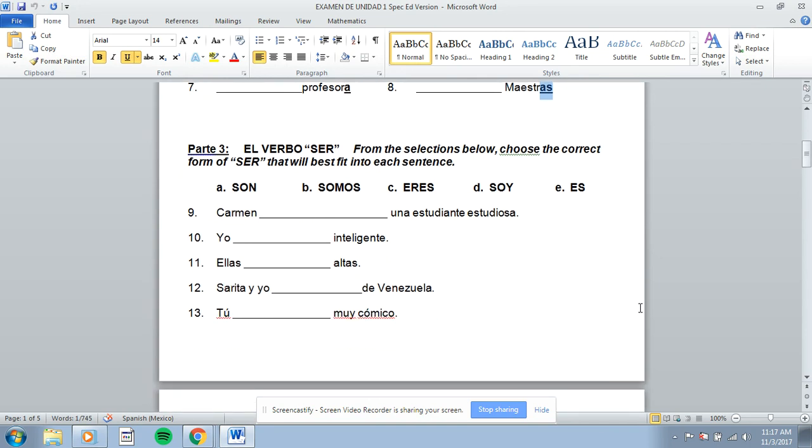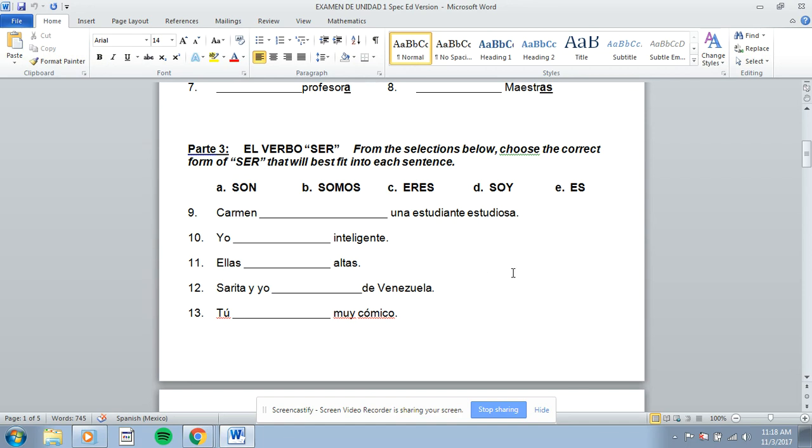Parte tres is the verb ser. So the different forms of ser are soy, eres, es, and then somos. Sois is not on here, and then son. So you can go ahead and make a chart and put those in the correct boxes.